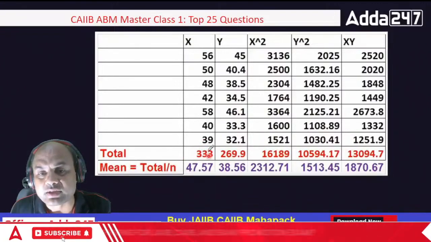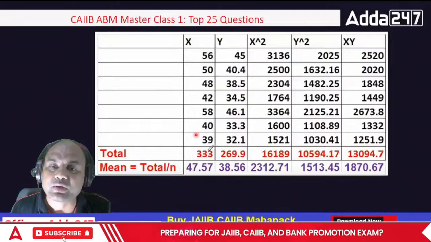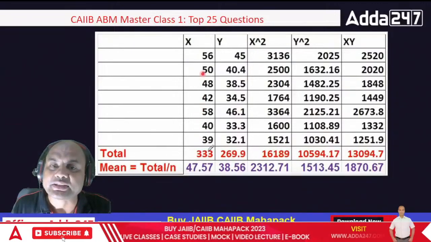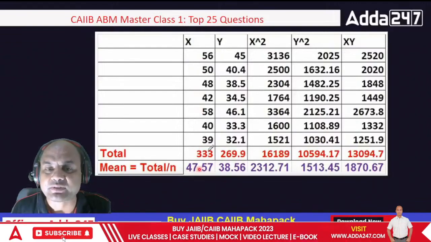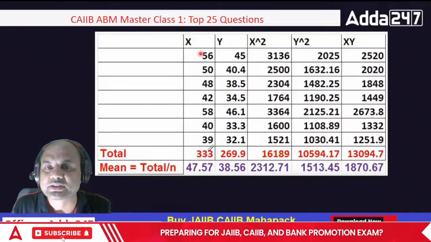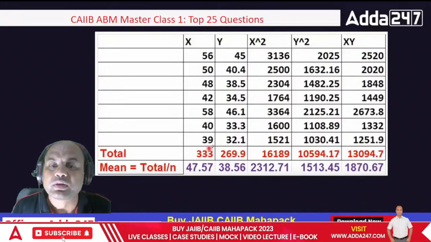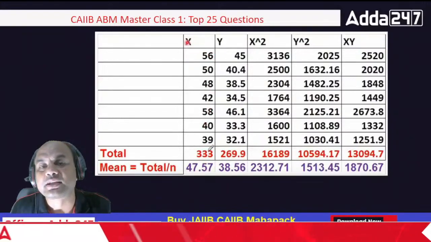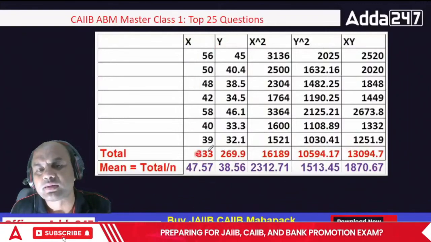Whatever you get as a total, divided by the number of elements: 1, 2, 3, 4, 5, 6, 7. 7 numbers, divided by 7. So what is the n over here? 3 and 3, 6 and 1, 7. So n equals 7 over here. So what will I do? Total upon n. As I have written this x and y, I know the total.